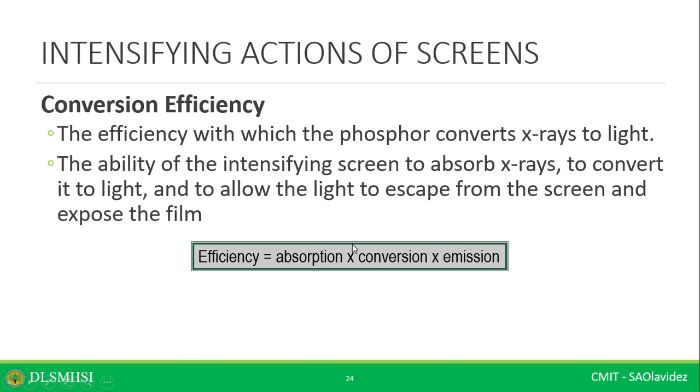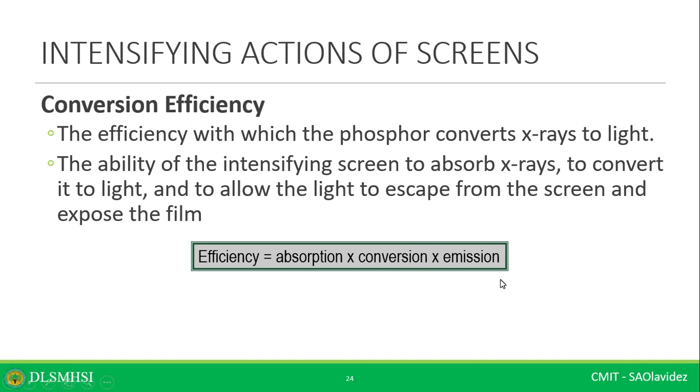After absorption, the phosphor crystals will need to convert the X-ray photons to visible light. The kind of phosphor crystal, whether it is calcium tungstate or a rare earth intensifying screen, would therefore affect the conversion of the X-ray photons to visible light by the phosphor crystals. And then finally, there is the emission property.